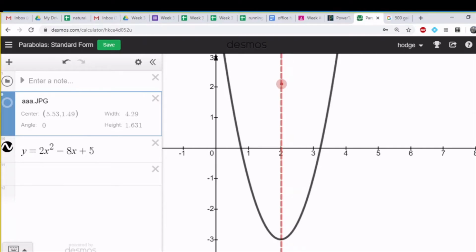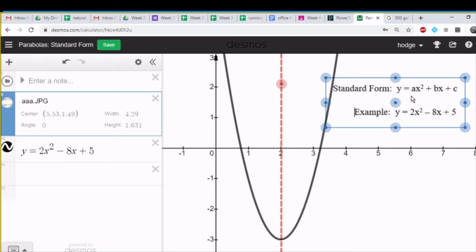Good morning. Our topic for today is finding the center of a parabola when we're in standard form. Standard form is like this when there are no parentheses. A lot of times we'll refer to standard form as ax squared plus bx plus c. The number that x squared is multiplied by we'll call a, so 2 in this case.